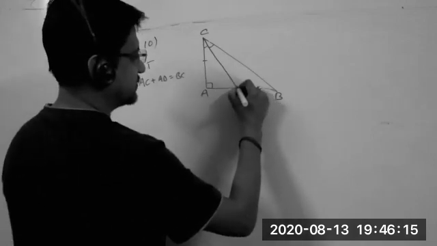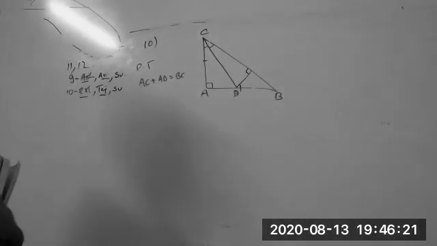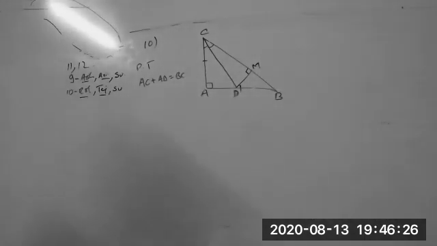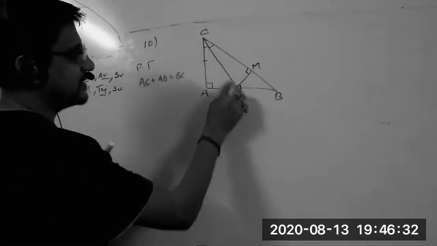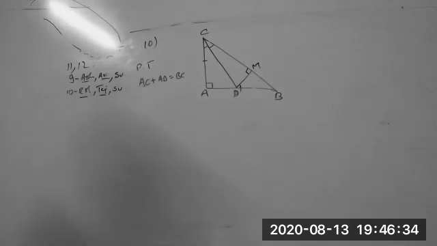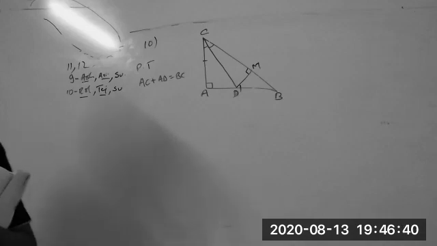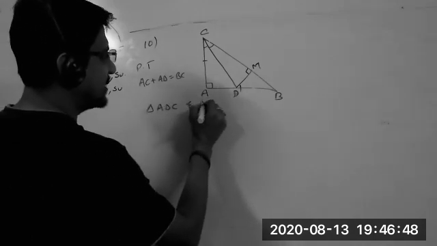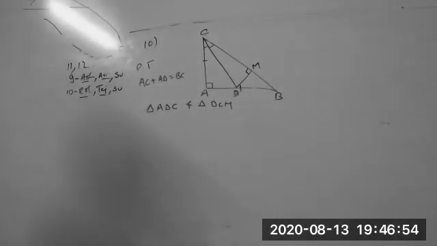We'll do one construction. We'll drop a line on this, which is 90 degrees. Let's make it M. Now triangle ADC and triangle DCM. Are these two triangles congruent? Tejal? Are these two triangles congruent? Triangle ADC and triangle DCM. Are these two triangles congruent?